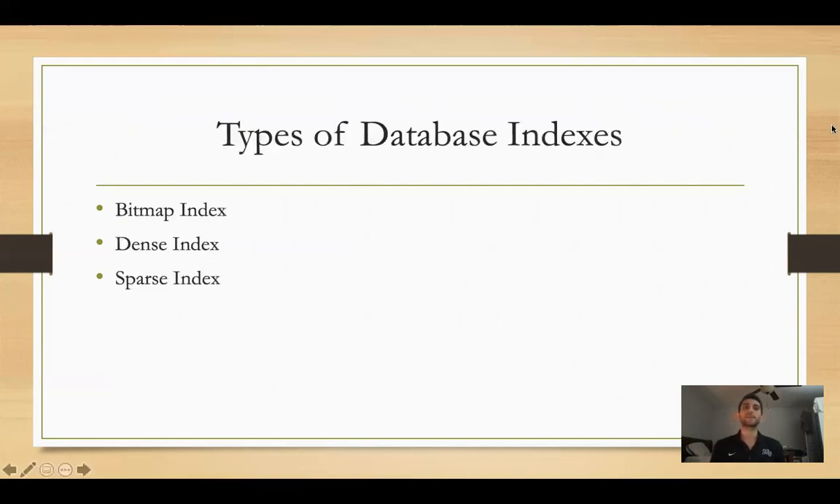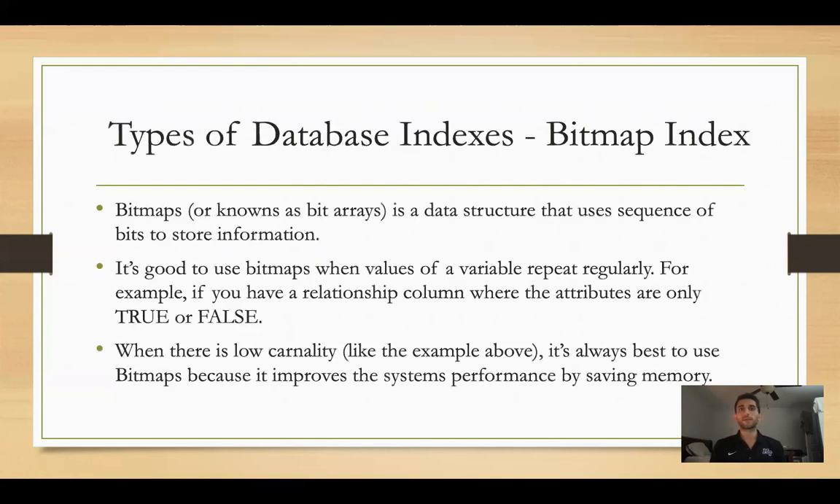Types of database indexes. So we'll talk about three types today: a bitmap index, a dense index, and a sparse index. We'll start with the bitmap index. Bitmaps, also known as bit arrays, are a data structure that uses a sequence of bits to store the information. So a bitmap basically helps save memory in the database by storing pieces of data in bitmaps.